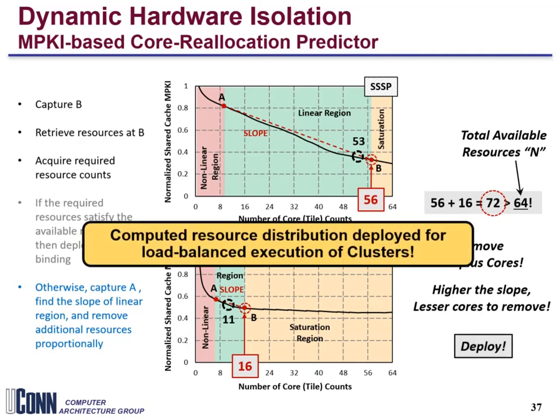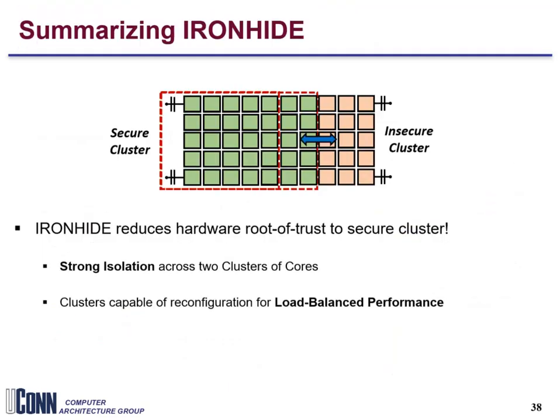for load balance performance. To summarize, IronHide creates two physically and strongly isolated clusters of cores where secure and insecure processes temporarily execute in their respective clusters. IronHide pins the secure processes to the secure cluster to avoid microarchitecture state purging overheads. Moreover, it enables a capability that allows clusters to dynamically reconfigure resources across one another to achieve load balance performance while keeping the same strong isolation guarantees intact.